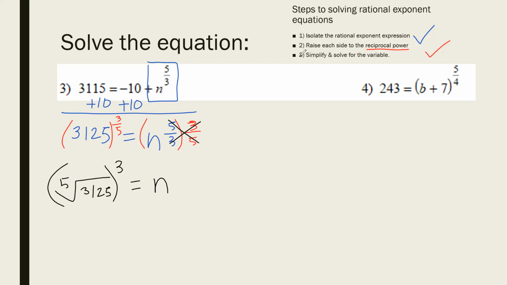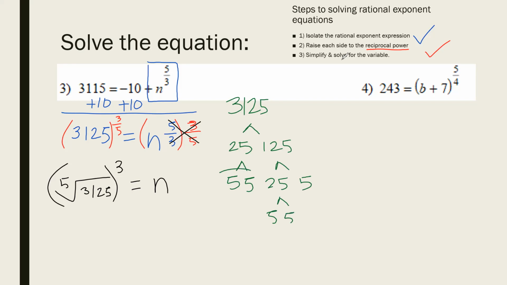Now we've got to break down 3,125. And if you're not sure how that breaks down, I'll just do that off to the side here. 3,125 can be broken down to 25 times 125. And of course, 25 is 5 times 5. 125 is 25 times 5. So again, we can break this down and we have a group of 5. So the 5th root of 3,125 is actually equal to 5.